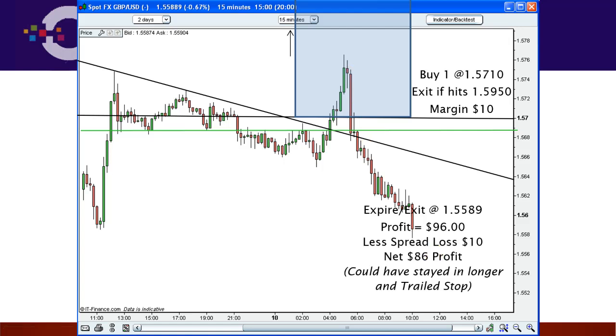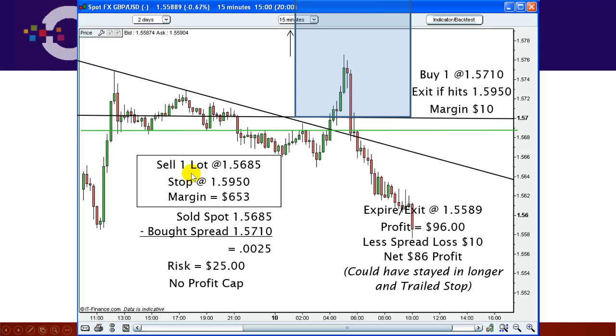Pretty nice. So on this trade, if you sold one mini lot, okay, the correct wording there. There we go. One mini lot at 56.85, and I had a stop all the way up at 59.50. I mean, that's a huge stop. My initial margin, and we're going to talk about why that's really important to understand the difference in one of our future videos, when I go into the tips and all that you need to be aware of. But the initial margin on the trade is $653. So if I sold at 56.85, I bought at 57.10, I have a 25 pip or tick, however you want to call it, risk. My risk is $25 on the trade.